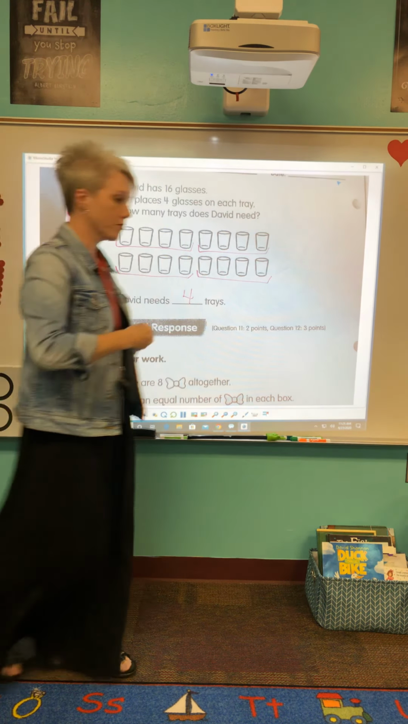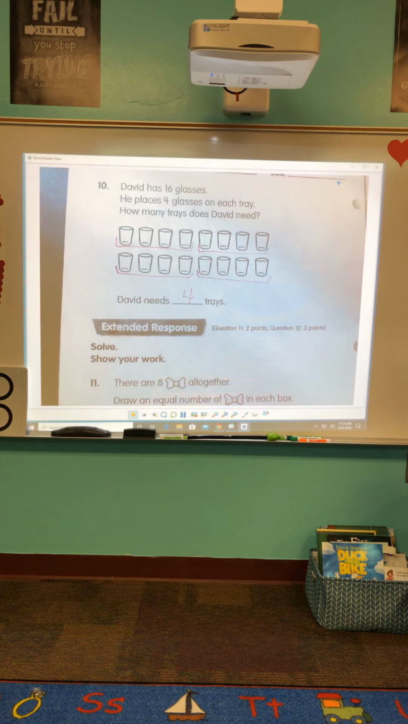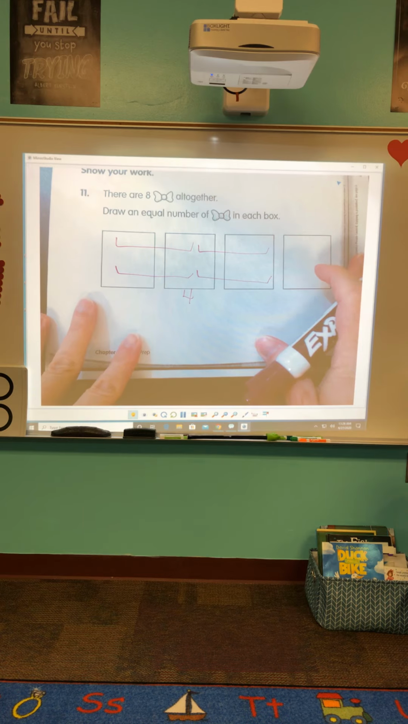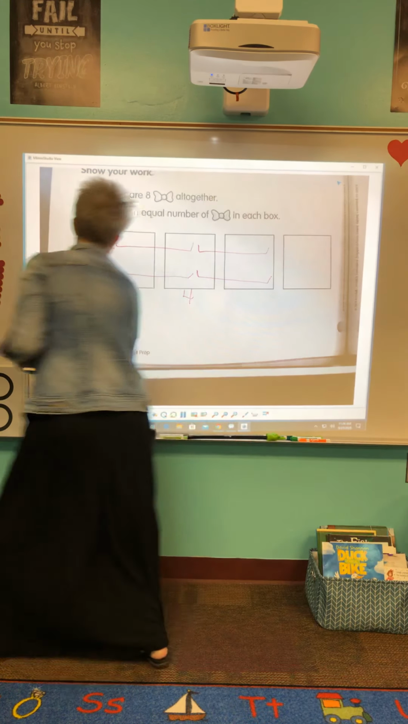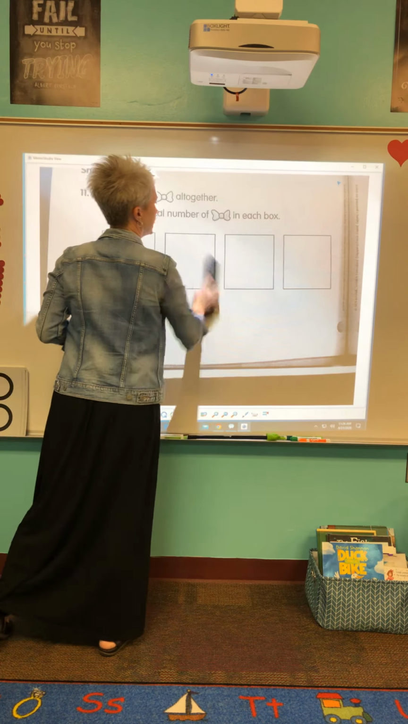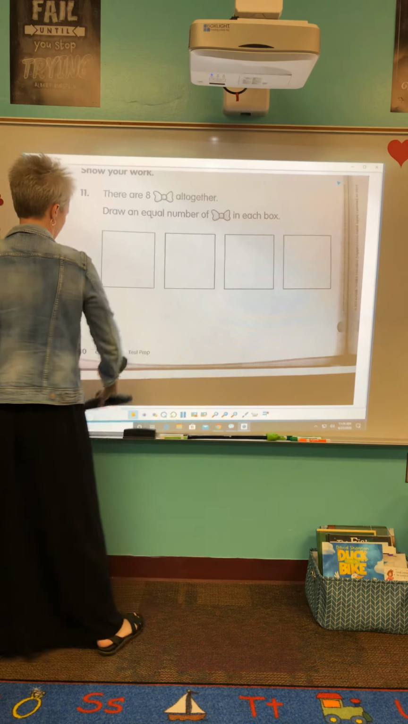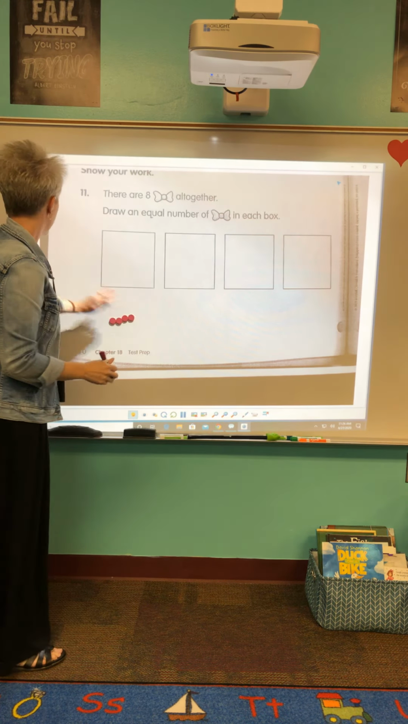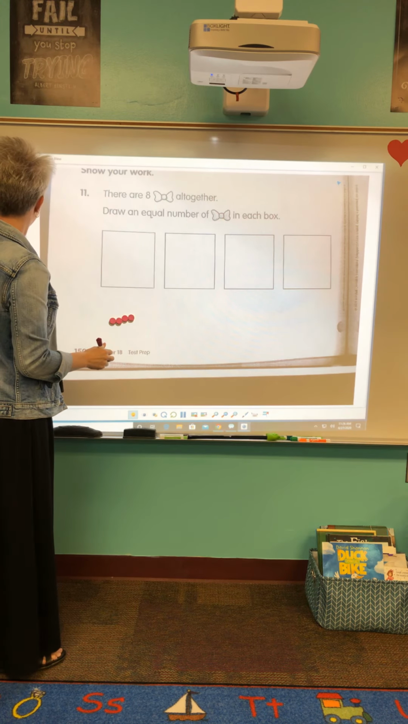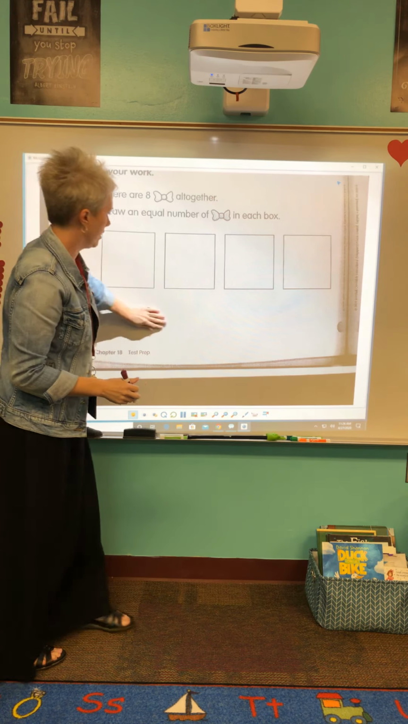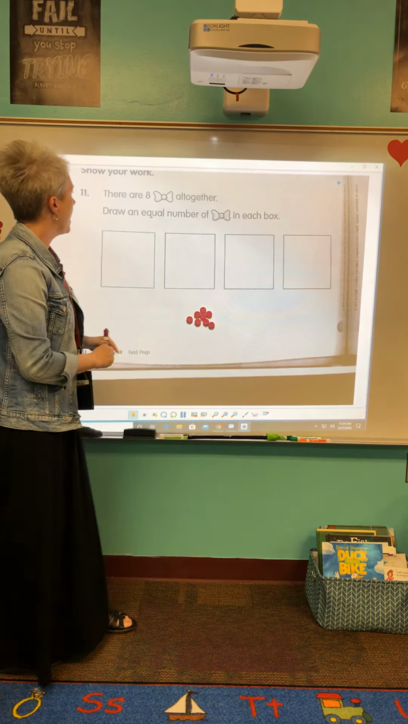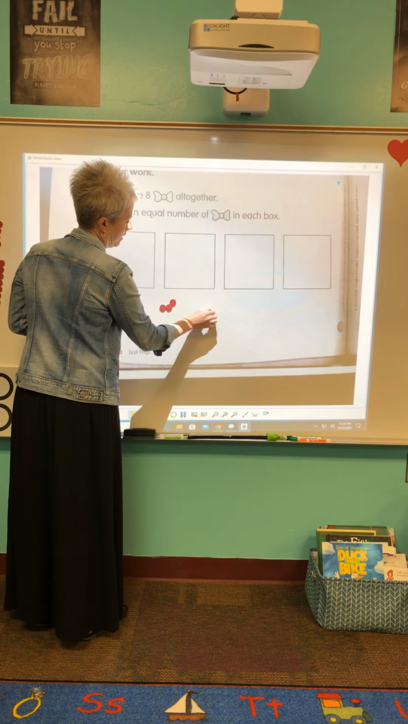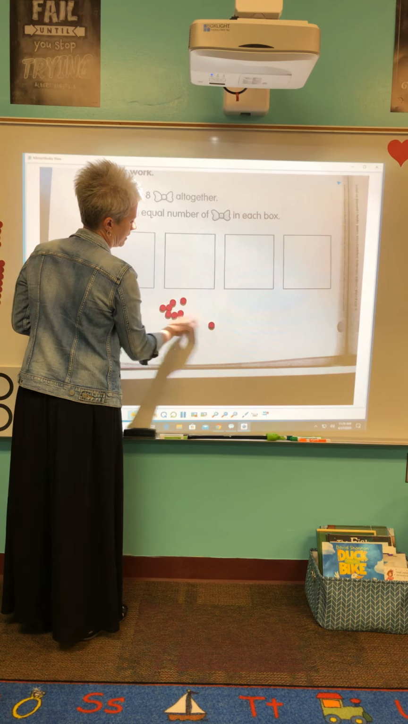Alright, moving on to number 11. Alright, this one says there are 8 bows. I'm going to grab counters because I don't draw bows very well. I am not an artist. Alright, there are 8 bows altogether. These will be our bows. 1, 2, 3, 4, 5, 6, 7, 8.